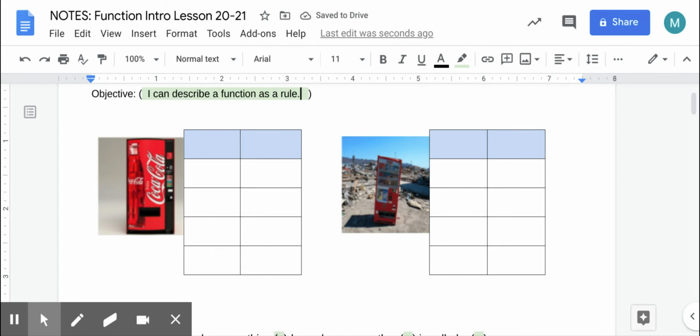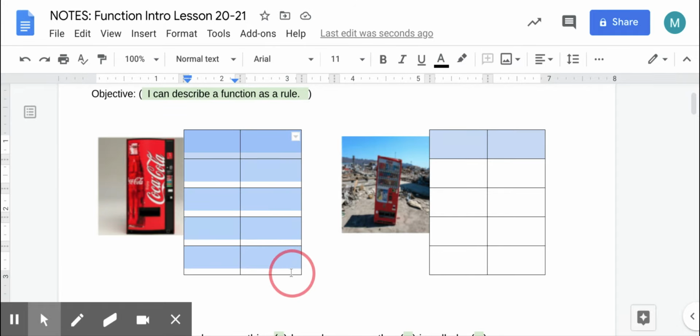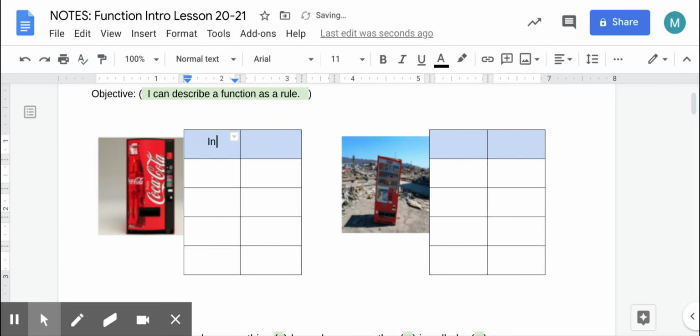Now, in thinking about functions, the way we're going to start thinking about this is by considering a pop machine. We got a Coke machine, Coke, Pepsi, whatever. With this pop machine, there's a relationship that exists. There's a button I push, which I'm going to call the input, and then something comes out, which is called the output. So I'm heading my table that way.